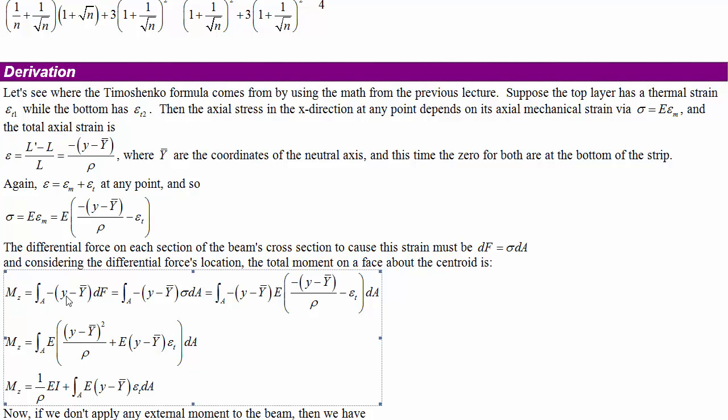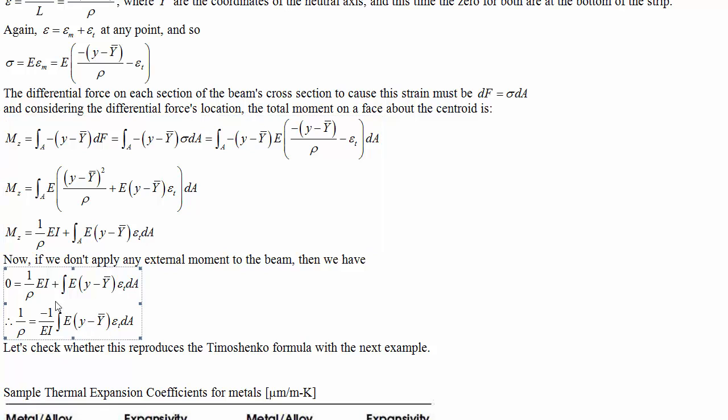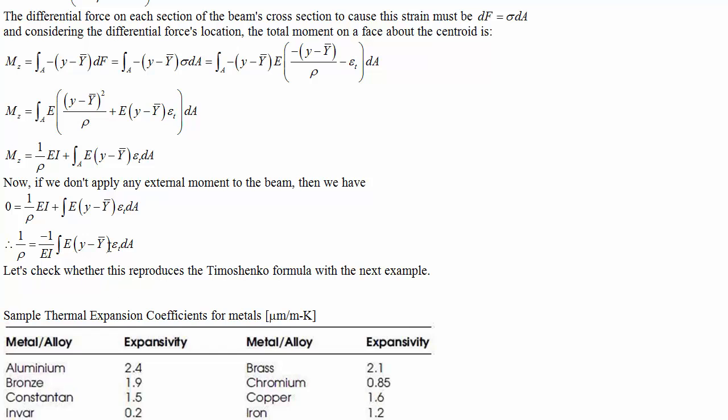So then the moment is the integral of negative this, so the moment about the neutral axis for a cross-section, and substituting everything in, recognizing the definition of flexural rigidity in there, we've got this formula. Now if we don't apply any external moment to the beam, then the moment has to be 0, so you can solve this for 1/ρ and find that it goes like -1/EI, integral of E times position relative to the neutral axis multiplied by the thermal strain in that layer, integrated with respect to area. You can check whether this reproduces the Timoshenko formula with the example we're about to do.